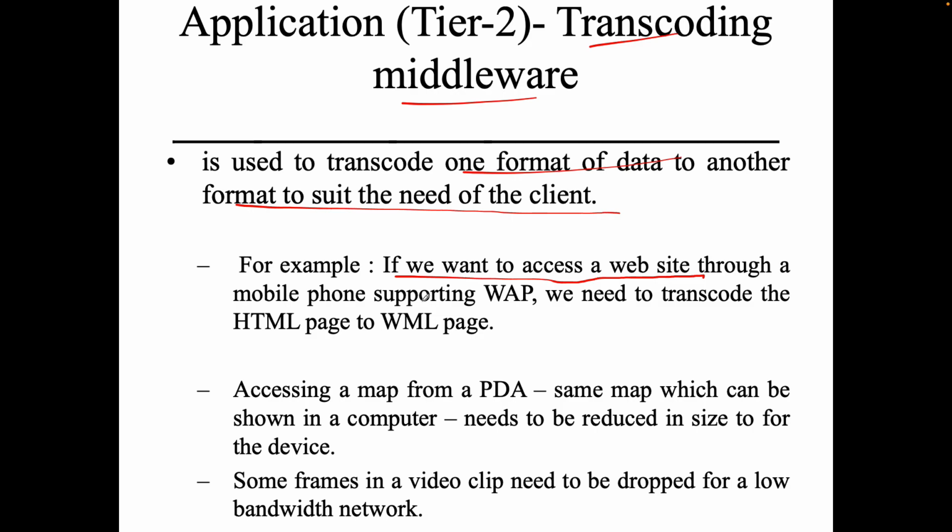If the website needs to be accessed on a WAP device, the HTML has to be translated to WML. Accessing a map, the same map shown on a computer needs to be reduced to the size of the device: rescaling, transcoding. Some frames in a video clip need to be dropped for a low bandwidth network because you want a smooth video viewing experience. Repetitive frames can be dropped, so the video does not feel laggy.